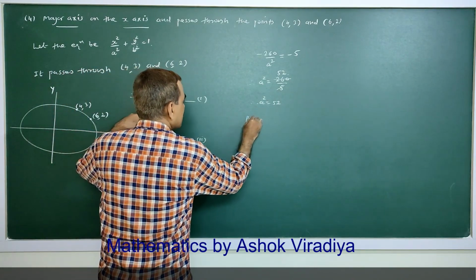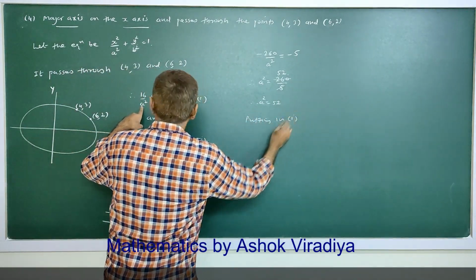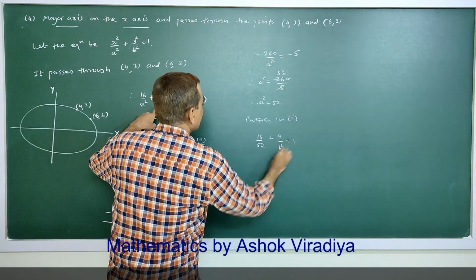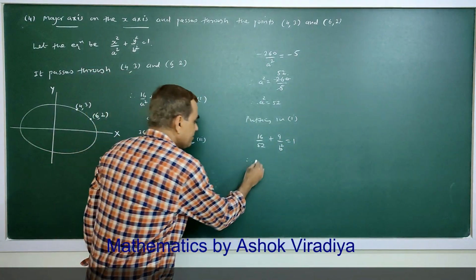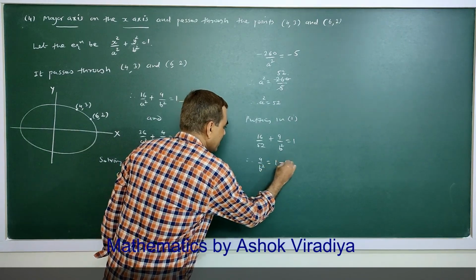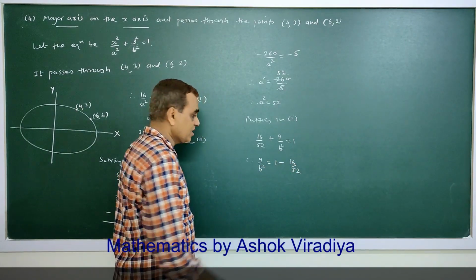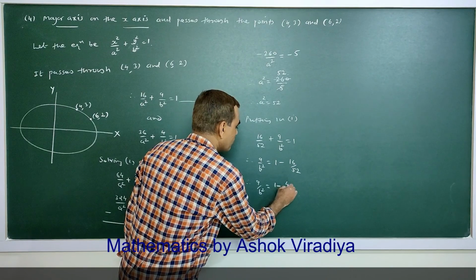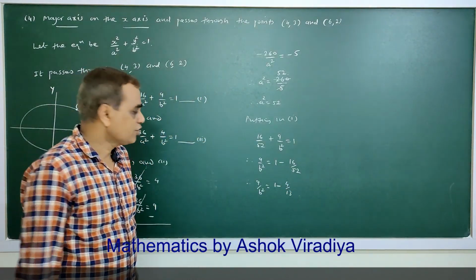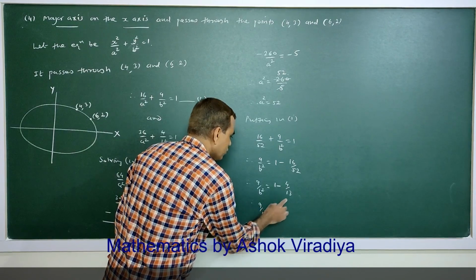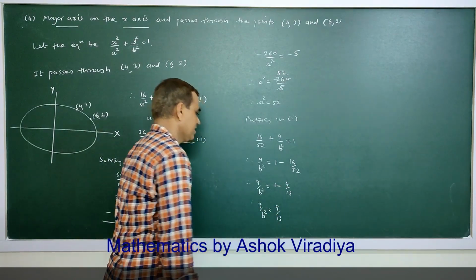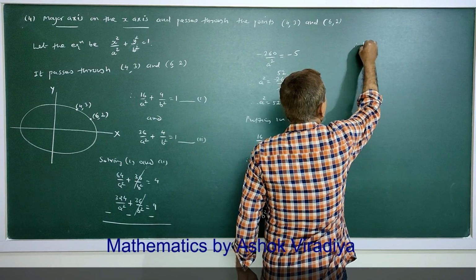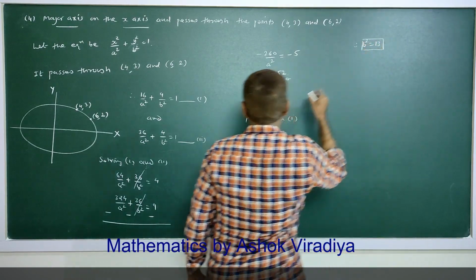So putting in 1, 16 by 52 plus 9 by b square equal to 1. So 9 by b square equal to 1 minus 16 by 52. That is 9 by b square is 1 minus 4 by 13. So this is 9 by b square equal to (13 minus 4) by 13, 9 by 13. So b square is 13. So b square is obtained, a square is obtained.